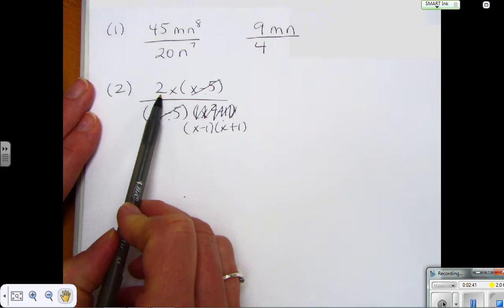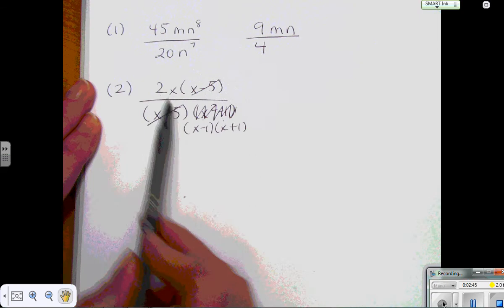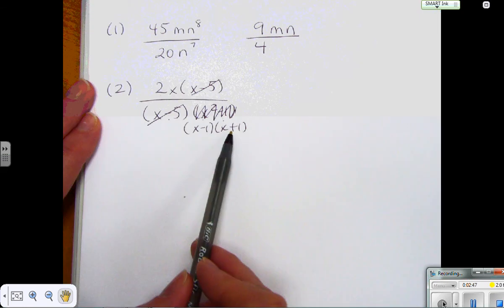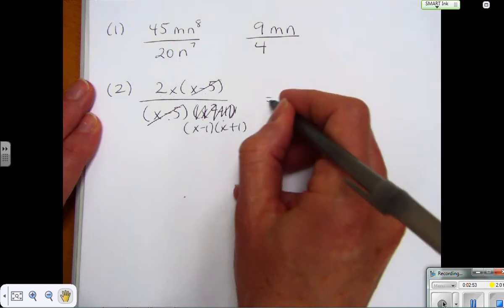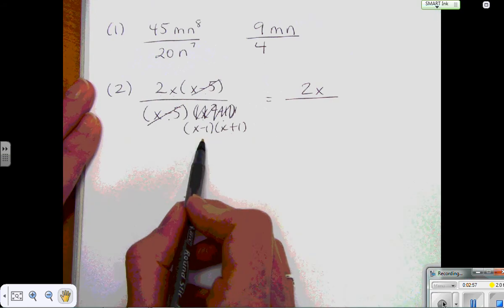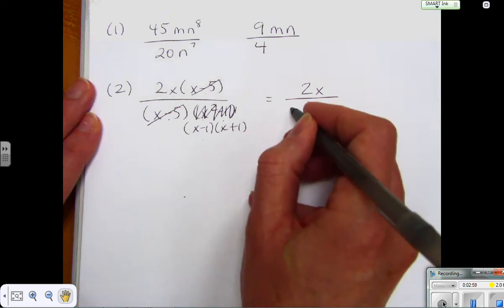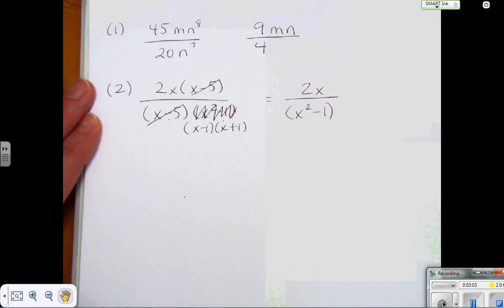Now this is a factor of 2. There's not a factor of 2 down here that I can reduce with. This is a factor of x. There's not a factor of x down here I can reduce with. These two need to have matching binomials in order to be reduced. So your answer is just going to be 2x over, and it's okay if you want to leave the denominator factored. You could write it factored, or you could write it as a difference of two squares. Either way. That would be your final answer. There's nothing else that you can do with that. Are there any questions?